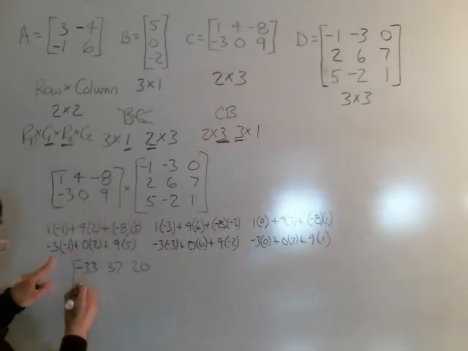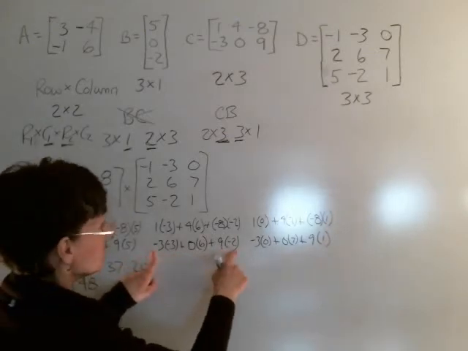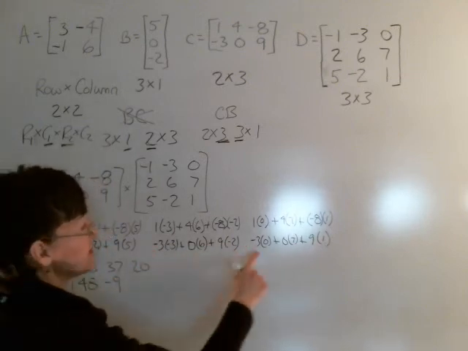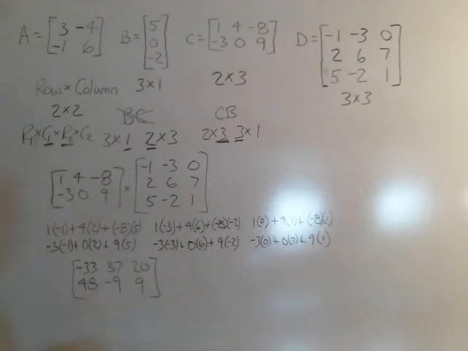Here we have negative 3 times negative 1 is 3, plus 0 plus 45 is 48. Here we have 9 plus 0 minus 18 is negative 9. And then 0 plus 0 plus 9 is positive 9. And there is my answer matrix.